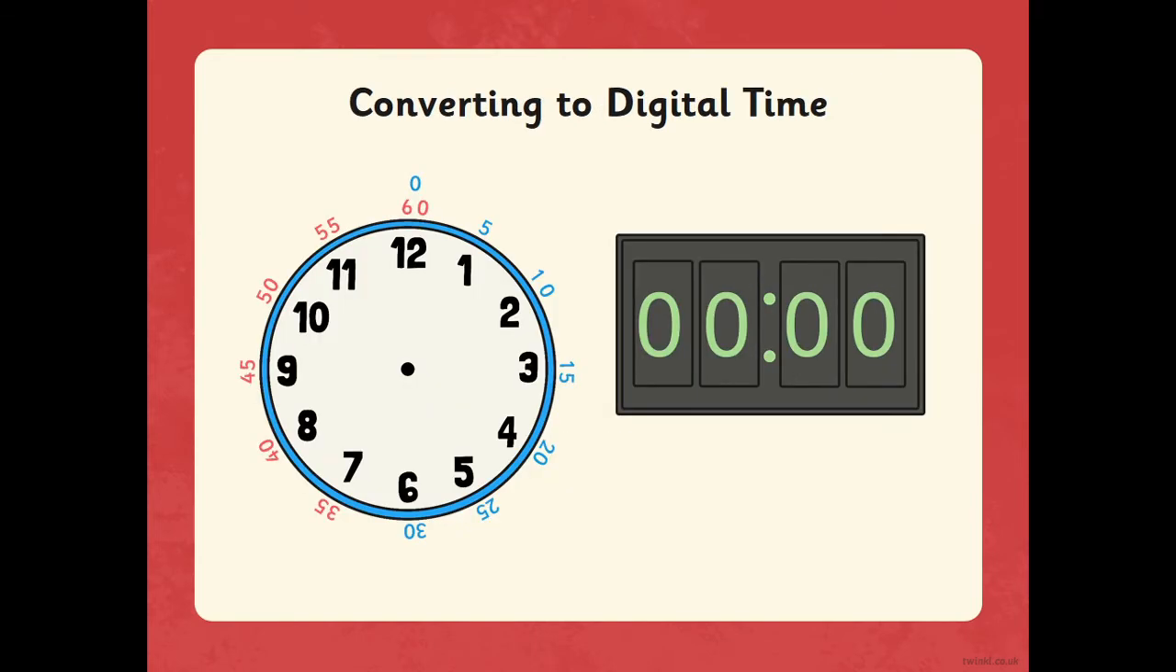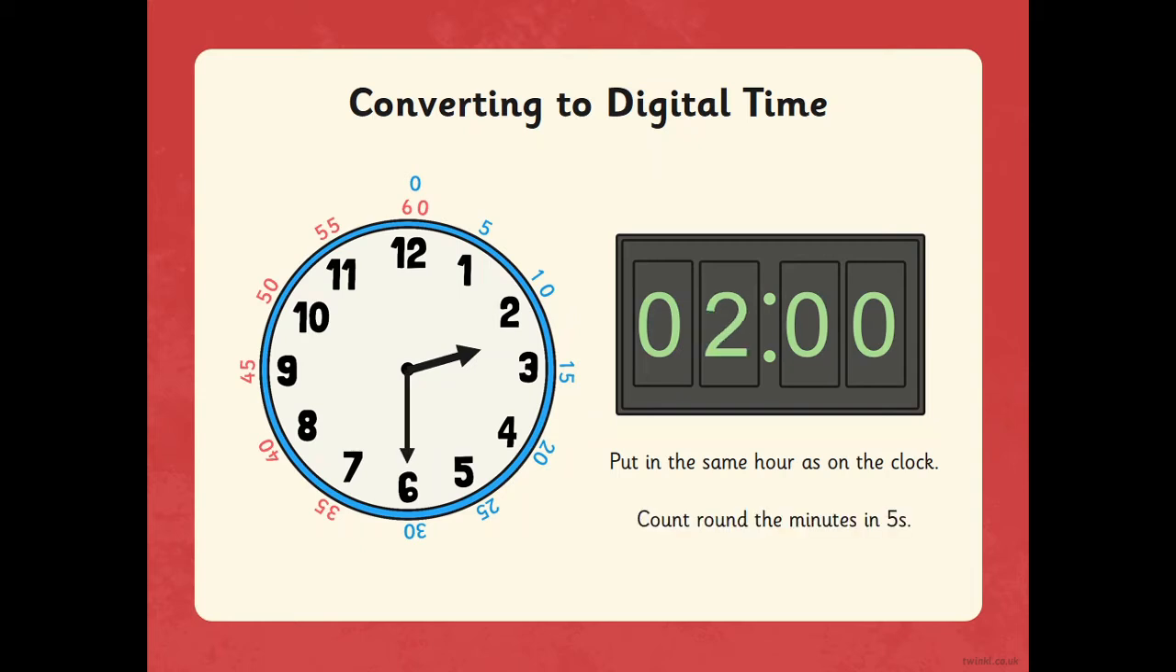Converting digital time. First of all, you need to put in the same hour as on the clock. So if you look at the clock, the hour hand is between 2 and 3, so it is 2 o'clock. The minute hand is pointing at the 6, so we need to count round the minutes in 5, 10, 15, 20, 25, 30. And we write 30 minutes.